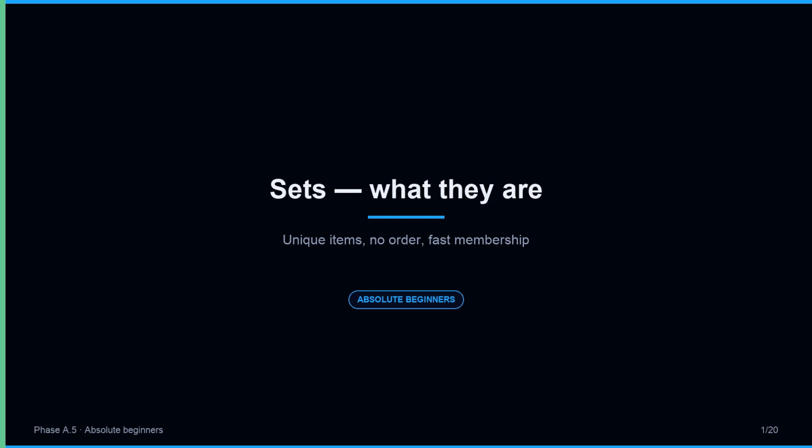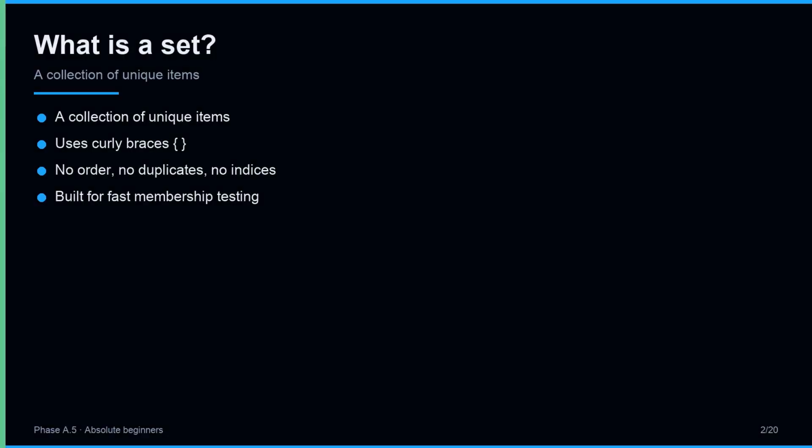The set's superpower. A set is a Python collection that stores unique items. Imagine a bag where each item can appear only once. If you try to add a second copy, the bag ignores it. Sets use curly braces, like dictionaries, but without the colons. The items inside have no order, no indices, and no duplicates. What you get in return is something powerful. Asking whether an item exists inside is extremely fast. Sets are designed for one job: holding unique things and checking membership quickly.